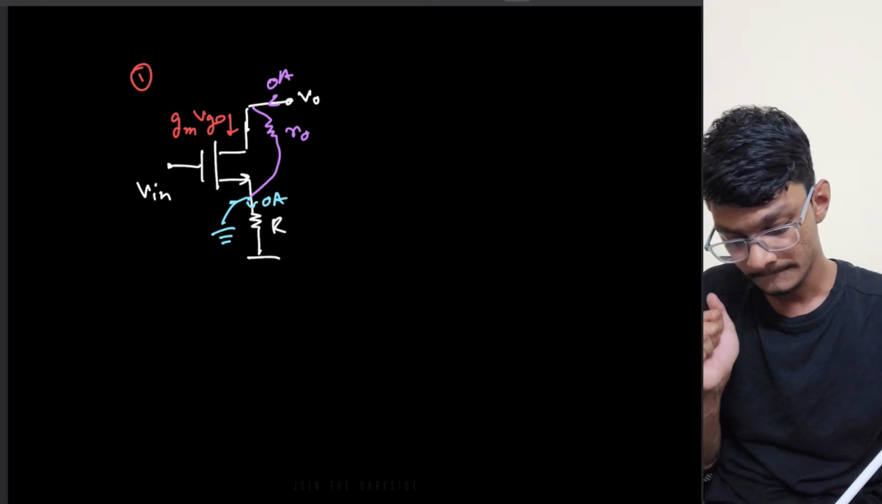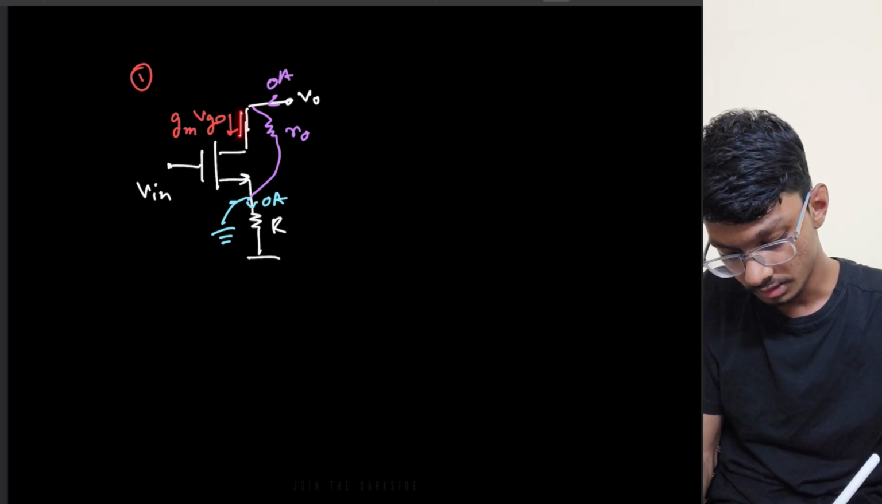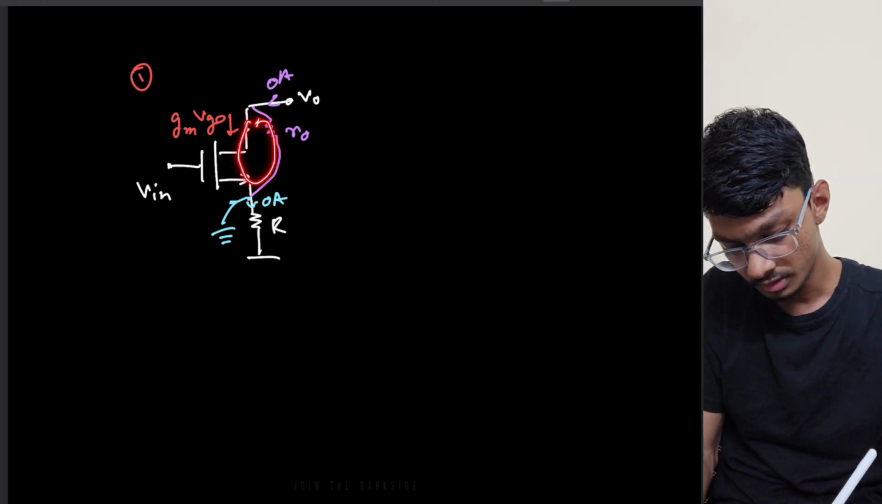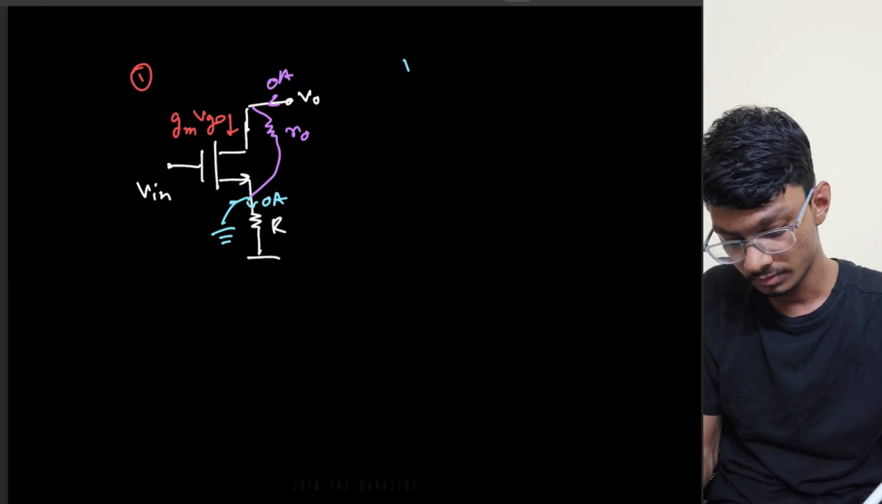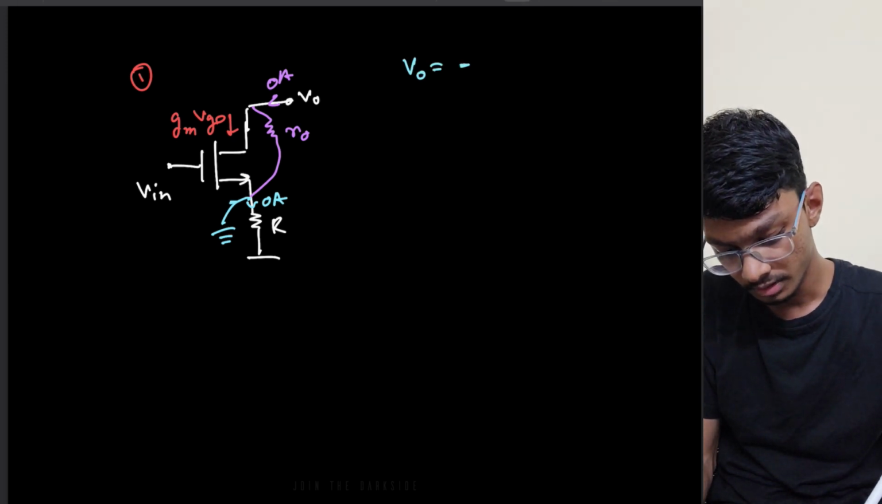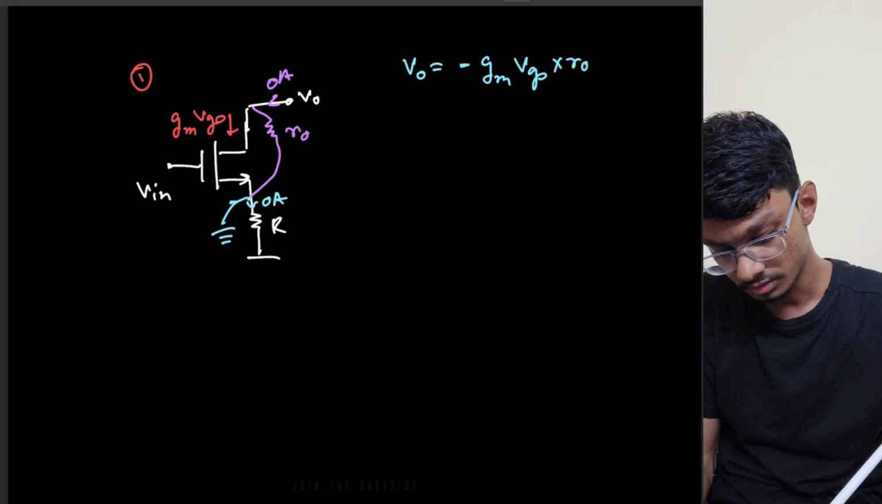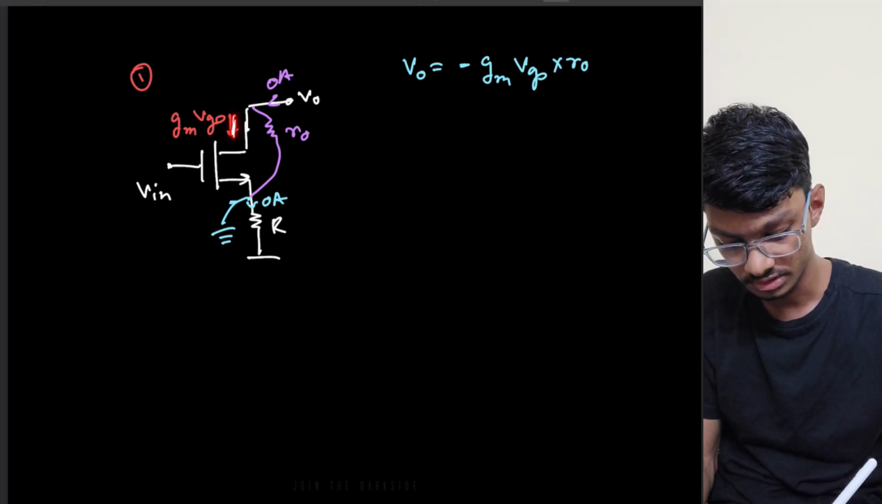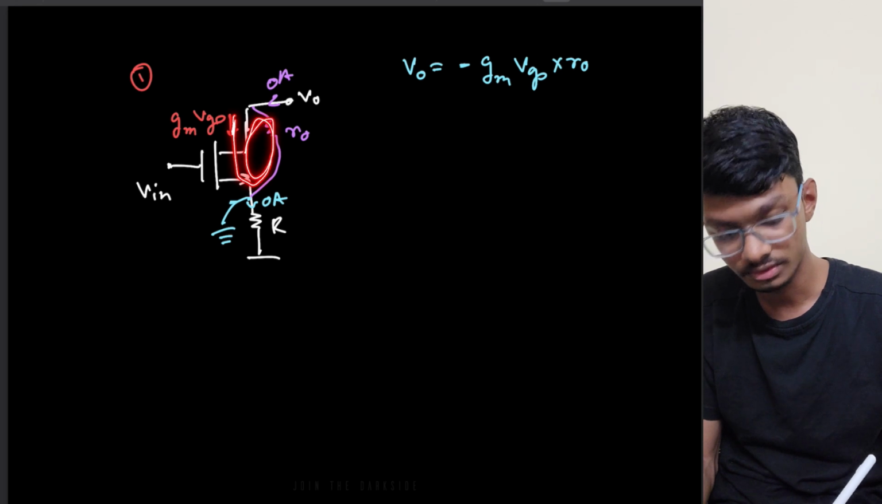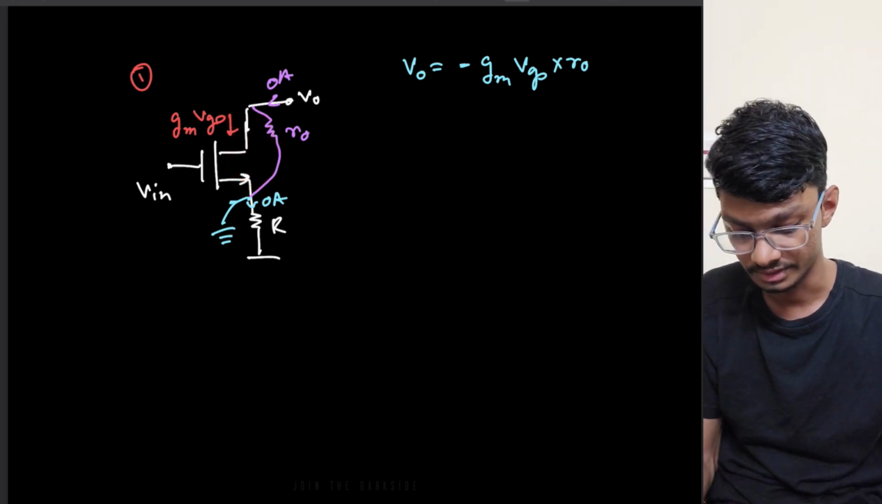Then what is the VGS of this MOSFET? This is V in. So what is the current? The current is GM V in, which will circulate around this. So what will be V out? V out will be minus GM VGS times R naught. I hope you understand this whole GM VGS current is circulating through this MOS only, so that's why we are getting the negative sign.